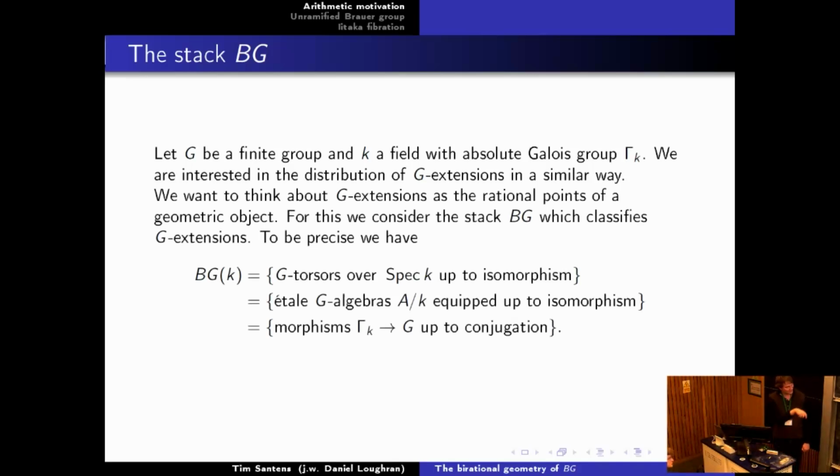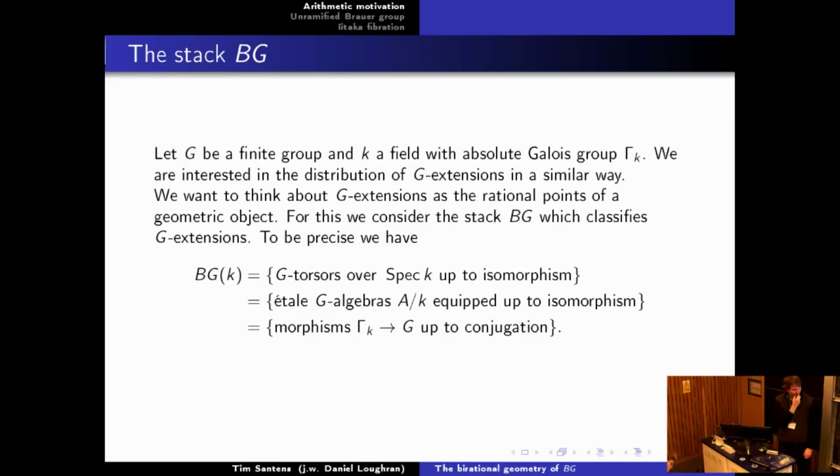And to be very precise, the stack BG has rational points. Actually, the rational points of a stack form a category, a groupoid. The standard representation that you find in the literature is as G-torsors over the spectrum of K up to isomorphism, so the category whose morphisms are isomorphisms. The second, which is equivalent and maybe more arithmetic, is that you can think of these as etale G-algebras over K up to isomorphism.